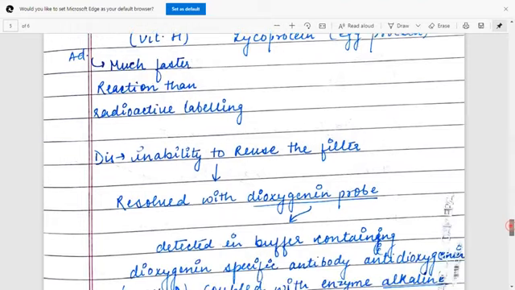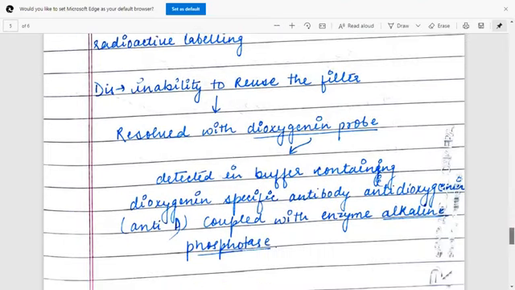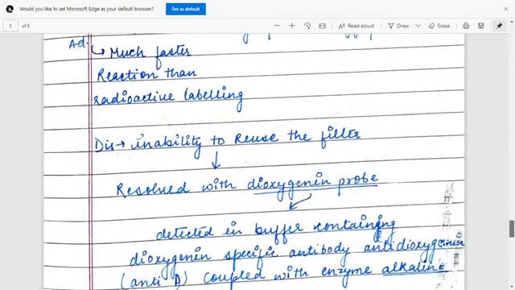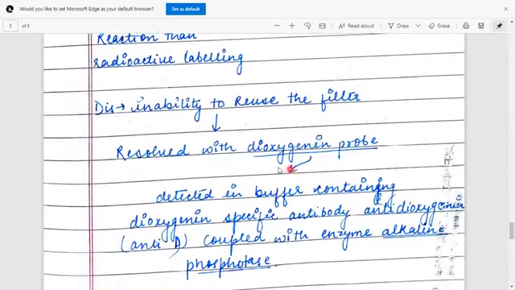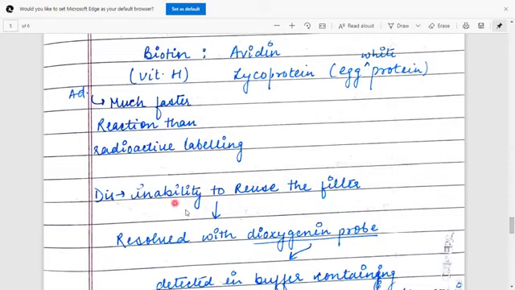That is the radioactive labeling. That is the advantage here, but there is also a disadvantage. We can't reuse this. We can't reuse this, because of the inability to reuse the filter.